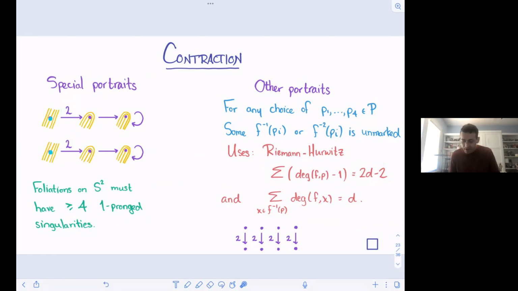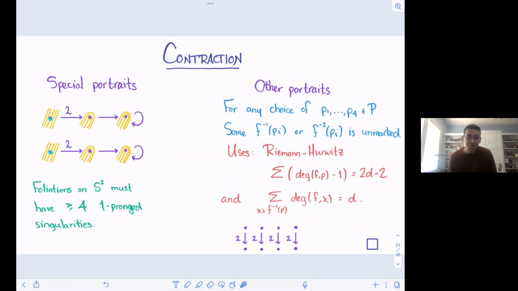And the other thing you need to know is that when you have a degree d map, every point should have d preimages, except when you have a 2, that counts for two of the preimages. Just like when you have z squared, 0 counts for 2 of the preimages. And so now it's basically an exercise to show that this is true.